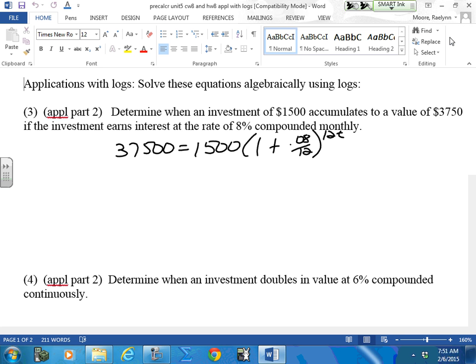Are you all okay with this formula? We developed this formula before. We graphed it in L1, L2. We said this goes to this. So let's get rid of this factor. Let's divide both sides by 1500. This was not so bad because it reduced it down to 2.5.